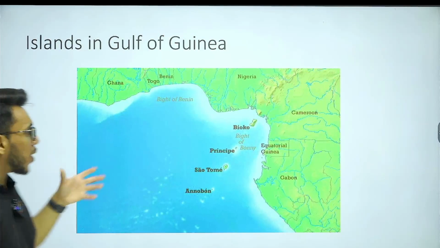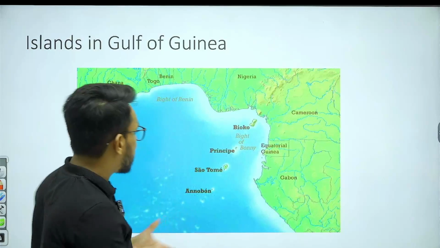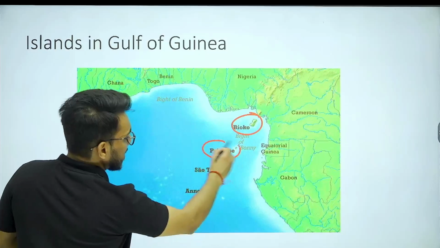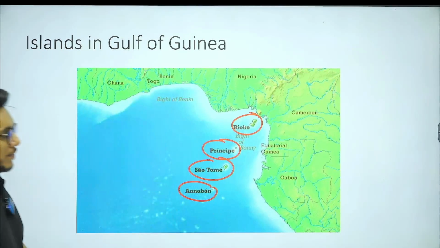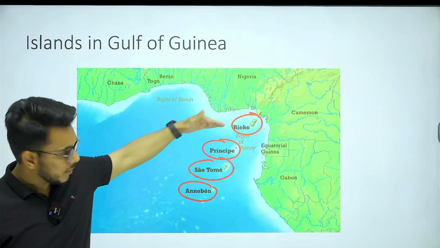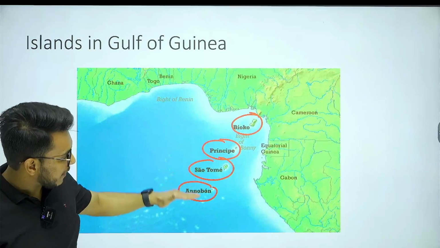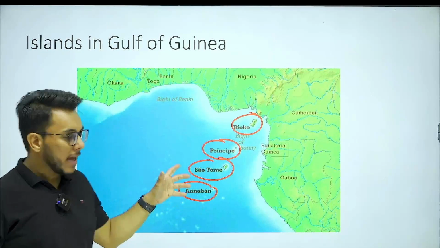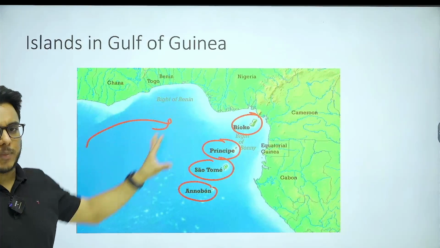Then there are some important islands that were in the news, and the islands that we have here are Bioko Island, Principe Island, Sao Tome and Annobon Island. Bioko, then further south Principe, then further south Sao Tome, then further south Annobon Island. So these are the important islands that were in the news. Why? Because INS Sumedha was patrolling here.